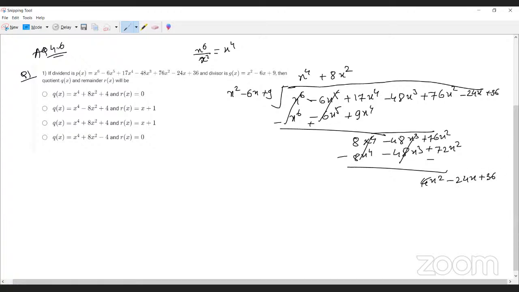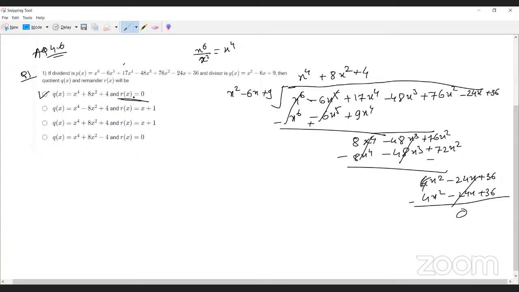Now just take 4 times the divisor. So 4x square minus 24x plus 36. If we subtract it, we'll get 0 as a remainder. So 0 is the remainder, and our quotient will be this one, right? Yes, thank you, sir.